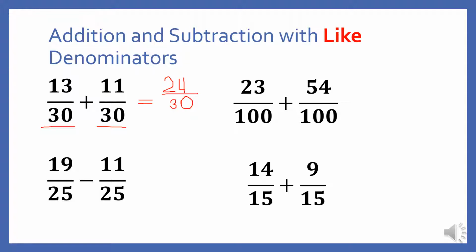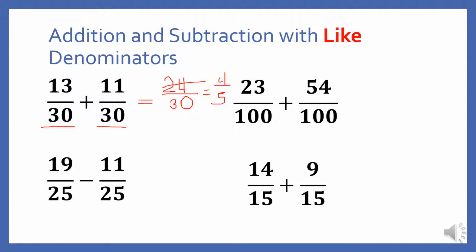Now the other thing to note, we must always give our answer in its lowest form. If you don't know how to put a fraction in its lowest form, then you need to look at our tutorial on reducing fractions. So 24 over 30. What is the highest common factor? What is the highest number I could use to reduce 24 and 30 without a remainder? The highest number that I can use is 6, because 6 can go into 24 4 times, and 6 can go into 30 5 times.